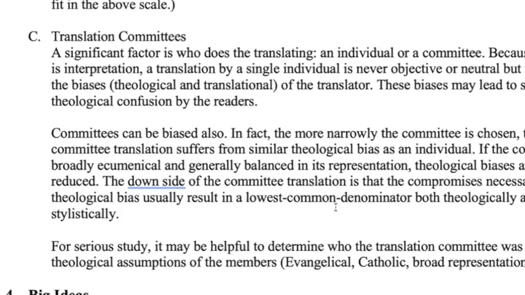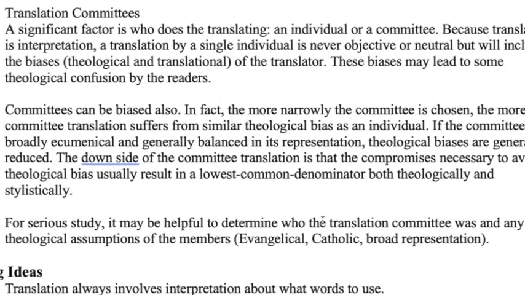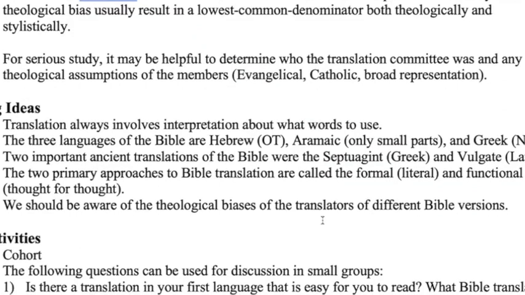So it's helpful to be aware of the biases, the presuppositions, or the views of the people who translated the Bible. Okay, let's go over the big ideas, and then we'll look at a couple of translations just to illustrate this. Translations always involve interpretation about what words to use. You always have to choose. Sometimes it's very easy, like agape. Yeah, that's love. That's easy. But sometimes there are other words that can have multiple meanings, and we have to choose.